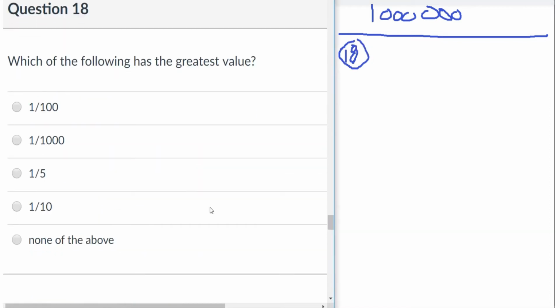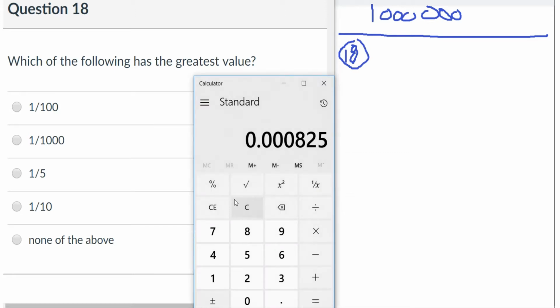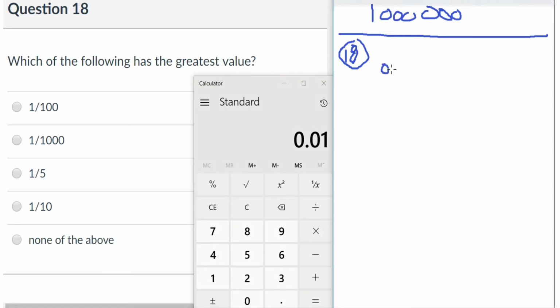For number 18, the best strategy to solve these problems is to turn everything into a decimal. So let's go ahead and do that. 1 divided by 100 will give you 0.01. And it's easier to compare decimals. Just line up the decimal and we'll see which one is the greatest. 1/1000, tens, hundreds, thousands. 1/5 is 0.2, and 1/10 is 0.1.